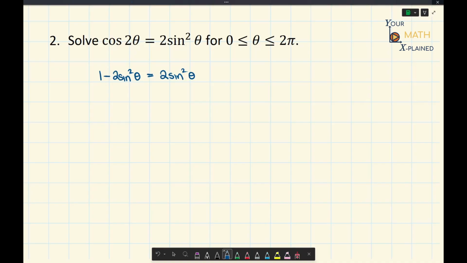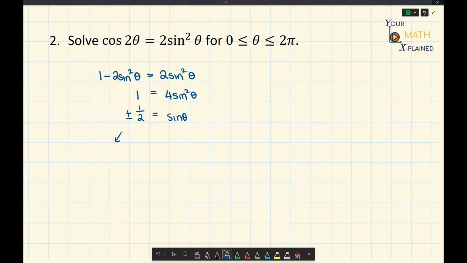Now we're going to move the 2 sine squared theta over to the right-hand side. So we get 1 is equal to 4 times sine squared theta. So therefore, sine theta is equal to the square root of 1 over 4. But then we would have plus or minus, so that would be plus or minus 1/2.